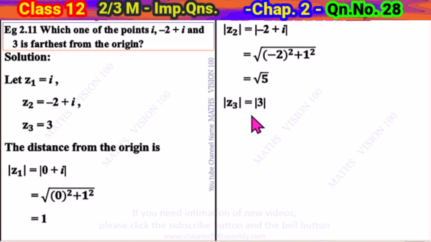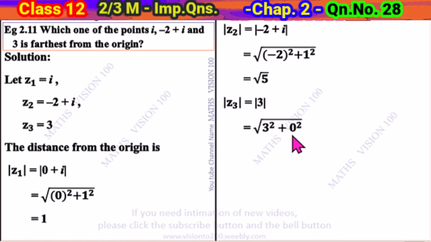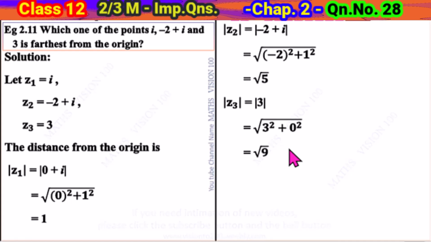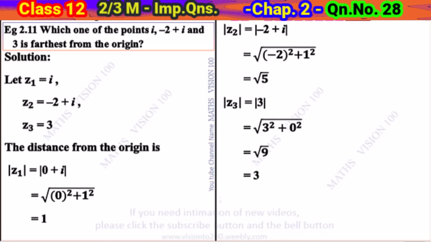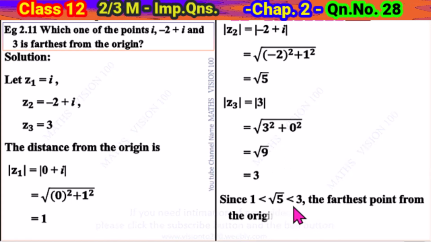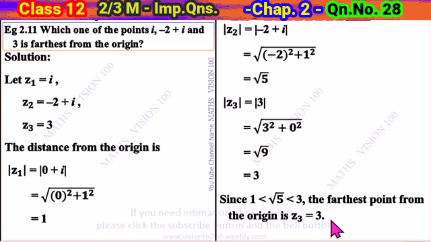Third one, modulus of z3 is equal to modulus of 3, which is equal to root of 3 square plus 0 square, equal to root of 9, equal to 3. Since 1 is less than root 5, which is less than 3, the farthest point from the origin is z3, which is equal to 3. Therefore, the third point is the farthest point from the origin.